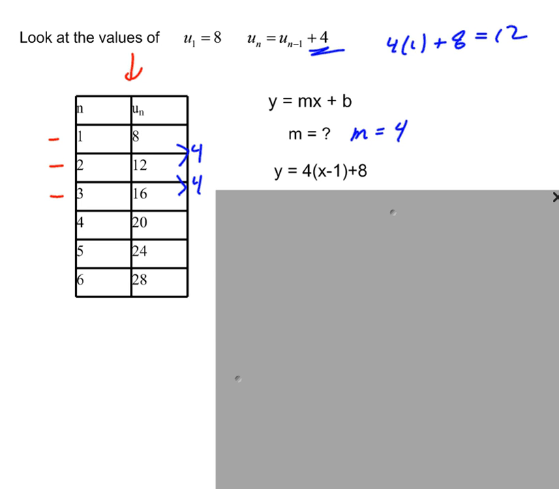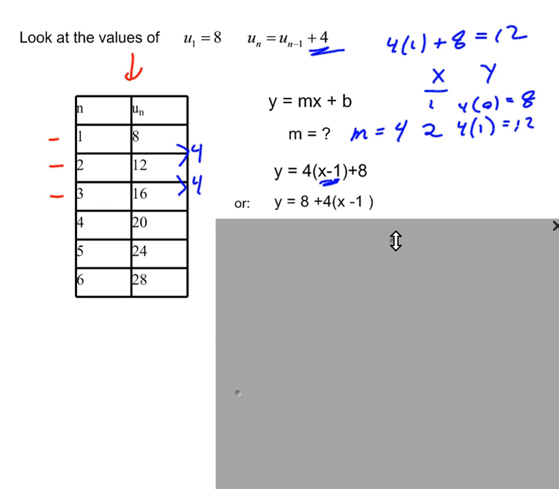So what I actually have to do is adjust this sequence by putting in 4 times x minus 1. And now, if x is equal to 1, y is equal to 4 times 1 minus 1, which is 0, which gives 8. When x is equal to 2, I'm going to have 4 times 2 minus 1, which is 1, and so I'm going to get 12. So by putting in this x minus 1, this sequence now works.